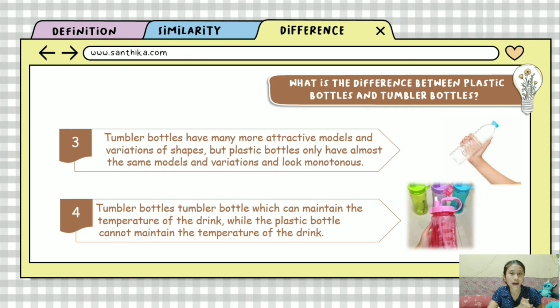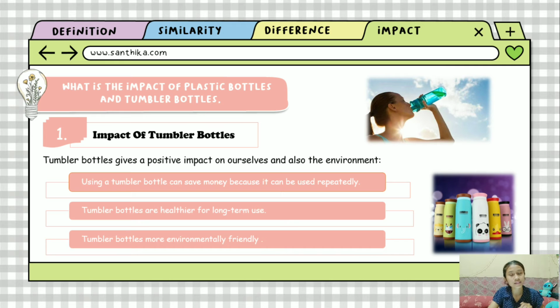Then there is the impact of tumbler bottles and plastic bottles. Yes, of course, there is some impact. So let's discuss the last point. Tumbler bottles give a positive impact on ourselves and also the environment because using a tumbler bottle can save money, because it can be used repeatedly. Besides that, tumbler bottles are healthier for long-term use because they are made of quality materials, and also more environmentally friendly because using a tumbler bottle of course reduces the accumulation of plastic waste.